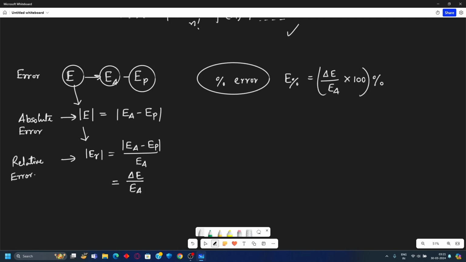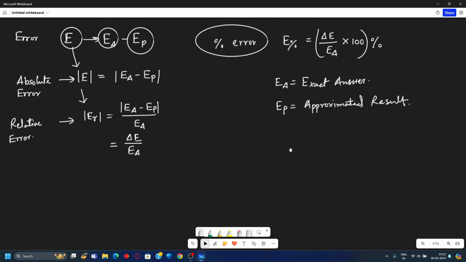That is our percentage error. Now, what is EA? Absolute, not absolute, actual result. You can write it as actual result, there is no issue about that, or you can say exact answer. And EP, that is our practical result or approximated result. Sounds okay? Now this is a proper definition of error.